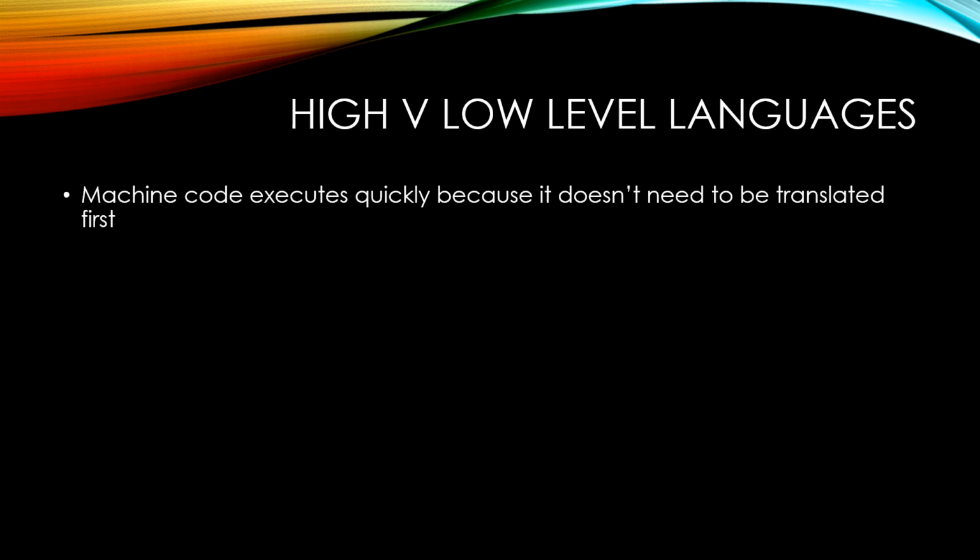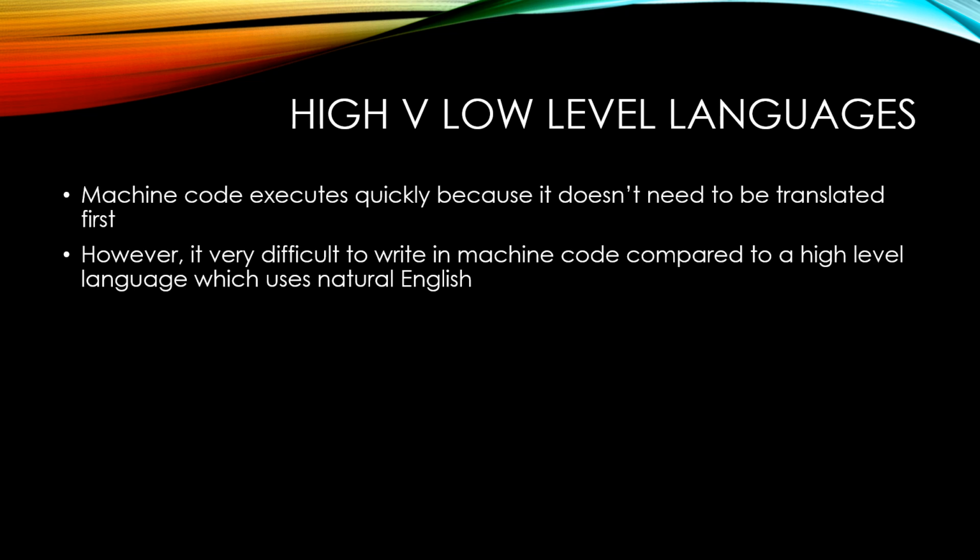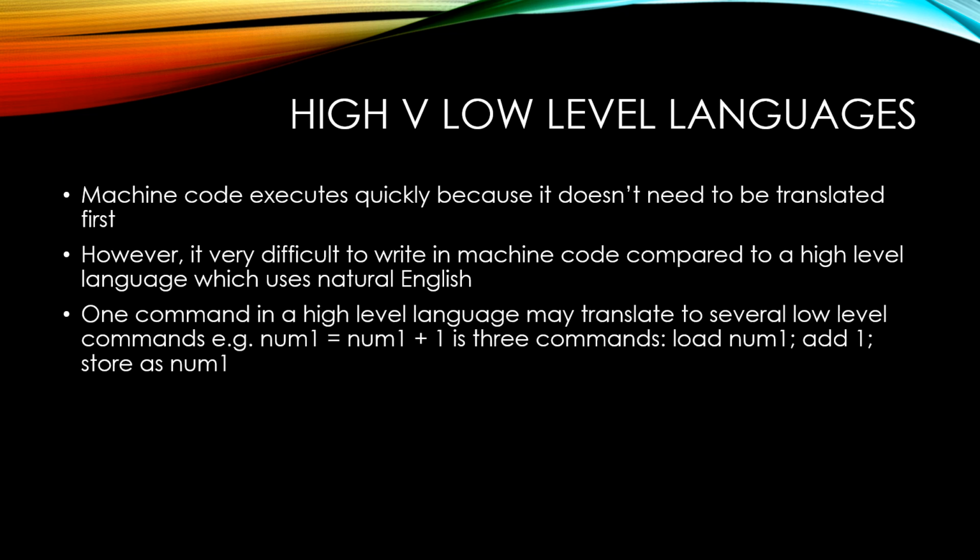Machine code executes quickly because it doesn't need to be translated first. However, it's very difficult to write in machine code compared to a high-level language which uses natural English. Assembly code makes it a little easier to write at low-level, but one command in a high-level language may translate to several low-level commands.